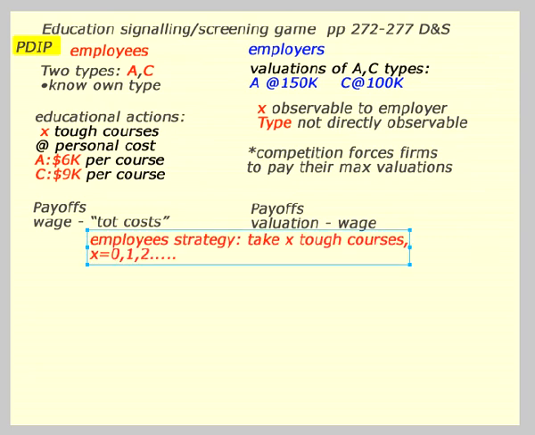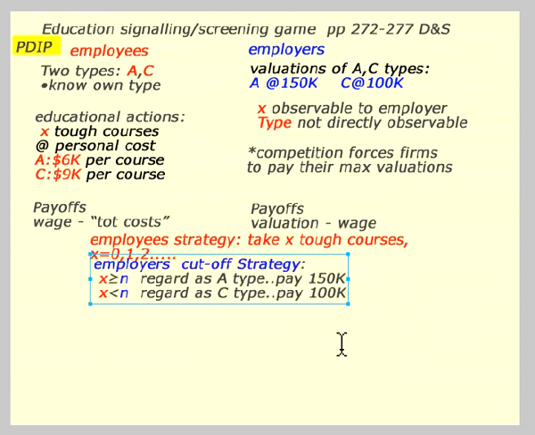Now what are the strategies? What can they do? Well, the strategies are you can take a set of courses. We're going to try and figure out what this X has to be, a set of tough courses. And for the employers, they're going to have what we call a trigger strategy or a cutoff strategy. The employer's strategy is this, okay? If I see the number of courses you take is greater than some number N, then I'm going to regard that person as a high quality type, an able type, pay them $150.